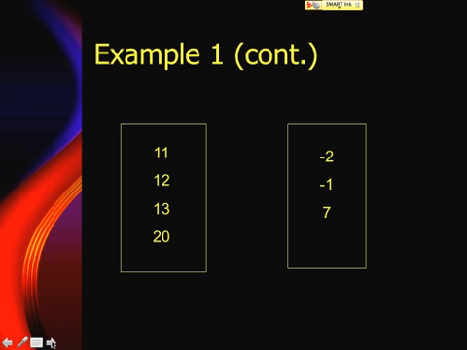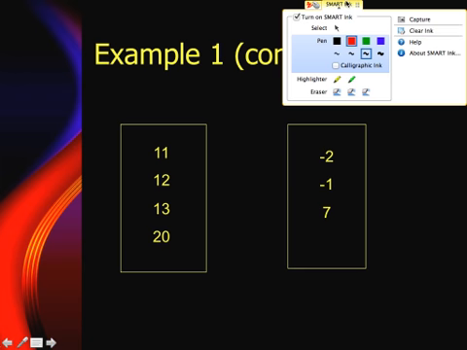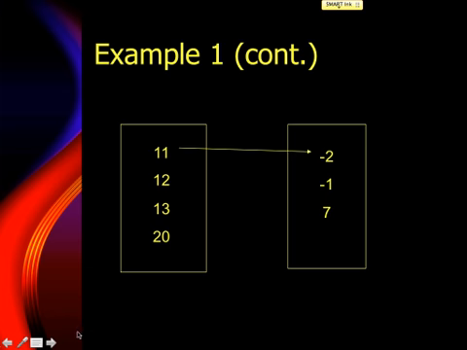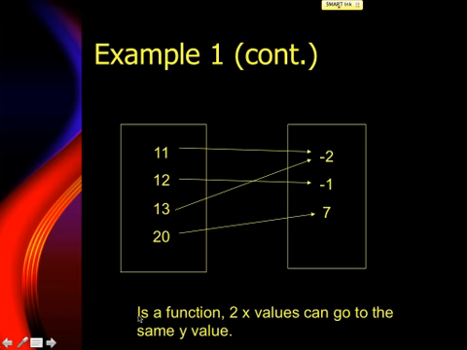So if we line up 11, oh, I'm sorry, my ink's still on. Okay, so then if we line up the 11 with the -2, the 12 goes with the -1, the 13 goes to the -2, and 12 goes to 7. So you can have two of these going to one y value. Two x's can be going to one y. Okay, it is a function because two x's can go to one y. It can't go the other way though.